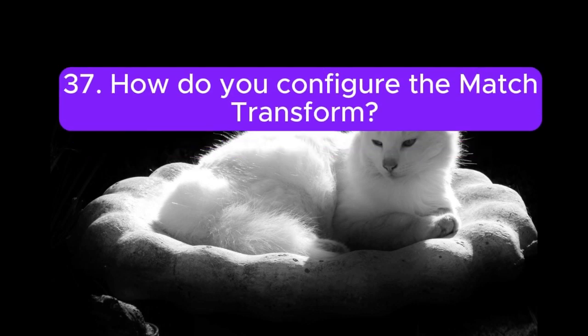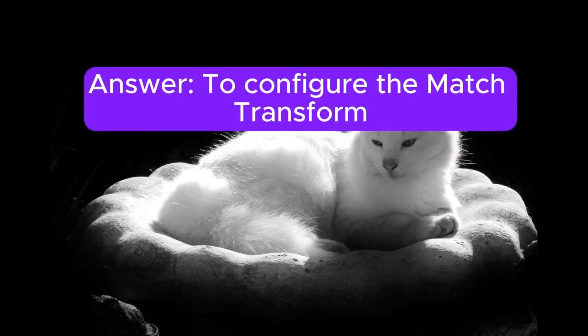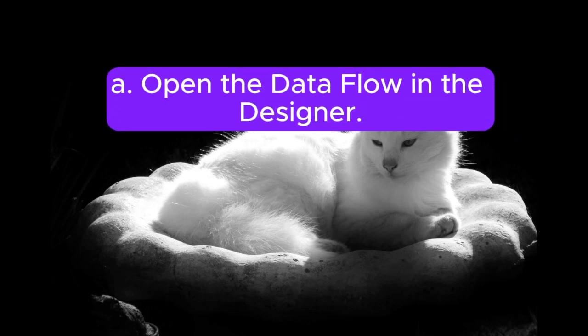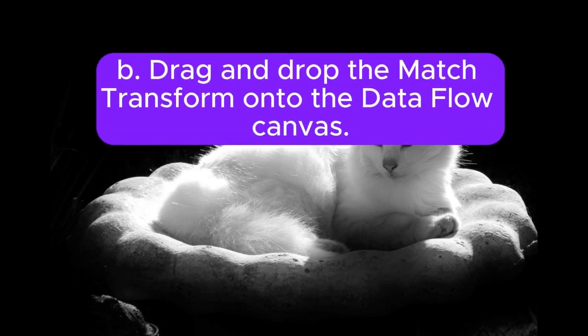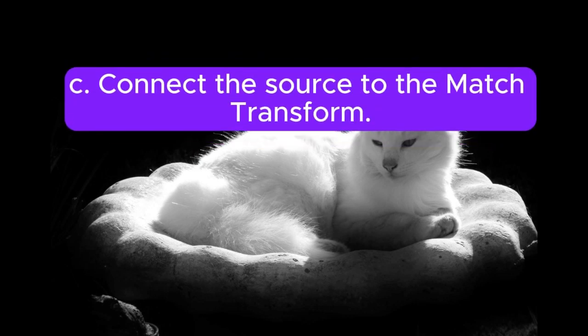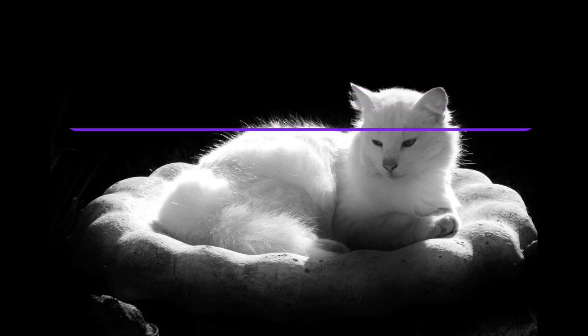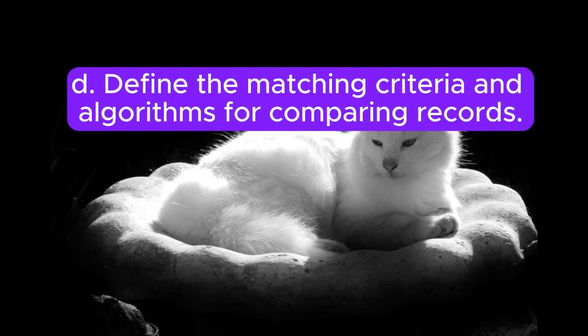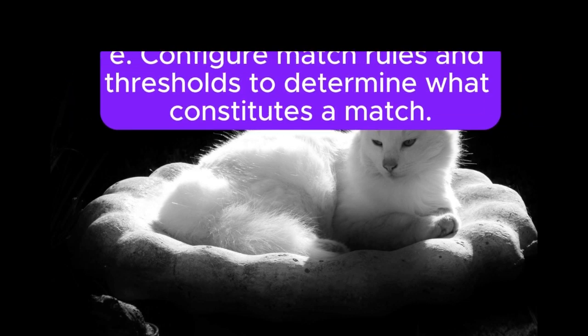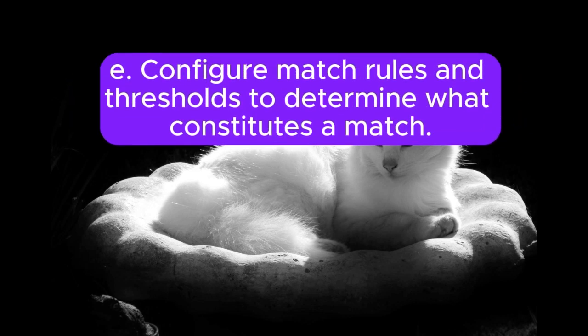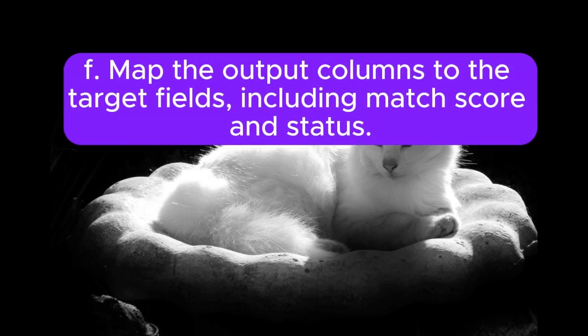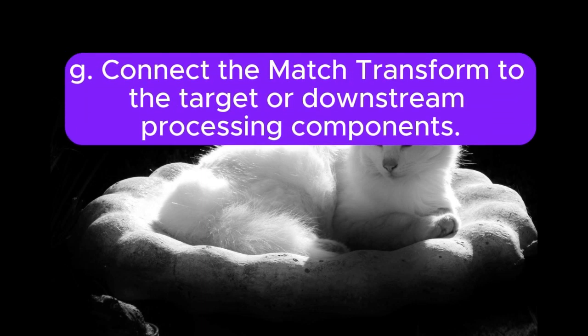37. How do you configure the match transform? Answer. To configure the match transform. A. Open the data flow in the designer. B. Drag and drop the match transform onto the data flow canvas. C. Connect the source to the match transform. D. Define the matching criteria and algorithms for comparing records. E. Configure match rules and thresholds to determine what constitutes a match. F. Map the output columns to the target fields, including match, score, and status. G. Connect the match transform to the target or downstream processing components.